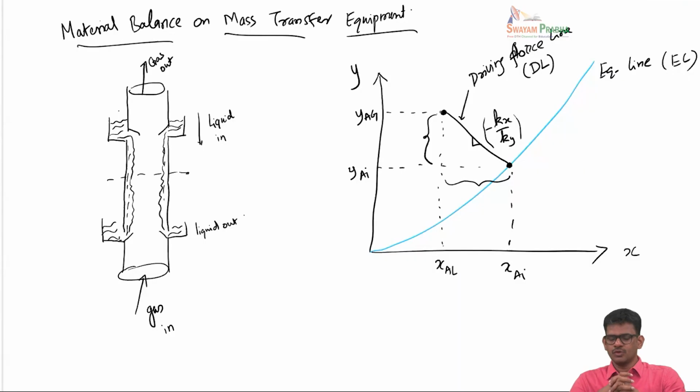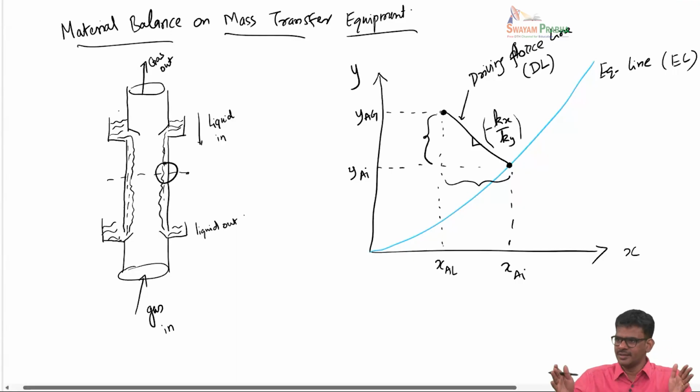If the driving force is larger, the mass transfer rate will be larger. If the point is very close to the equilibrium, then the driving force is very small. These are very important concepts that we have to understand. So, for example, like I was saying, in one of the classes I zoomed in on this particular point, right?